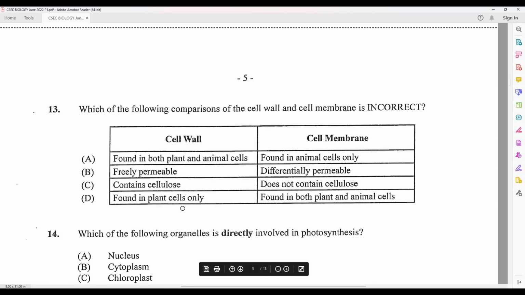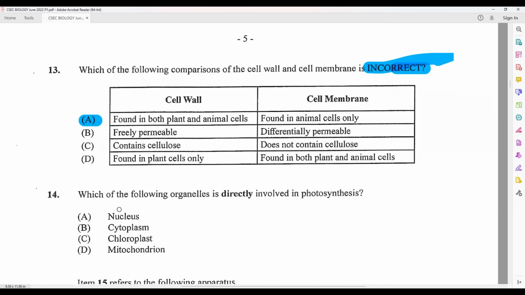Which of the following comparisons of the cell wall and cell membrane is incorrect? All right, they're looking for the one that is incorrect. And after reading all the answers, found in both plants and cells for animals? No. And cell membrane is found in animal cells only? No, it is not. So A is definitely the incorrect choice, which makes it the answer.